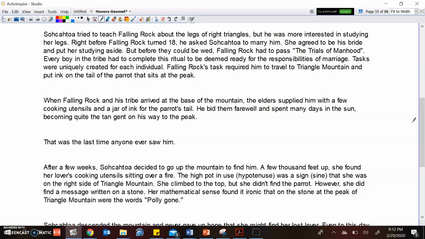She climbed to the top, but she didn't find the parrot. However, she did find a message written on a stone. Her mathematical sense found it ironic that on the stone at the peak of Triangle Mountain were the words, "Polygon."